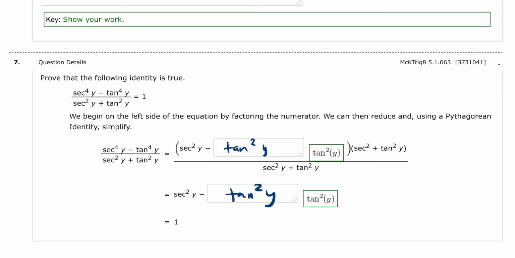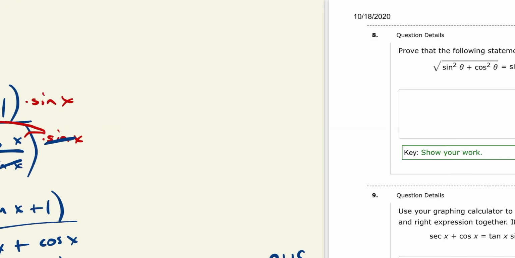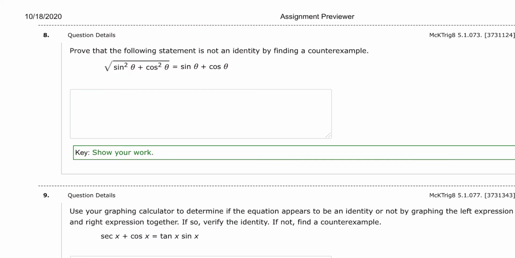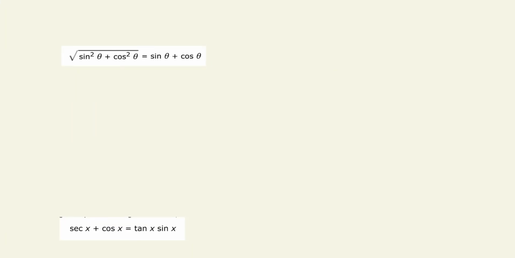All right. And for the next slide, this says prove that the following statement is not an identity. So we can pick any counterexample. Let's see what we can do. Let's choose, how about 30 degrees? The sine of 30 is 1/2. So 1/2 squared is 1/4. The cosine of 30 is radical 3 over 2. Radical 3 over 2 squared is 3 over 4.